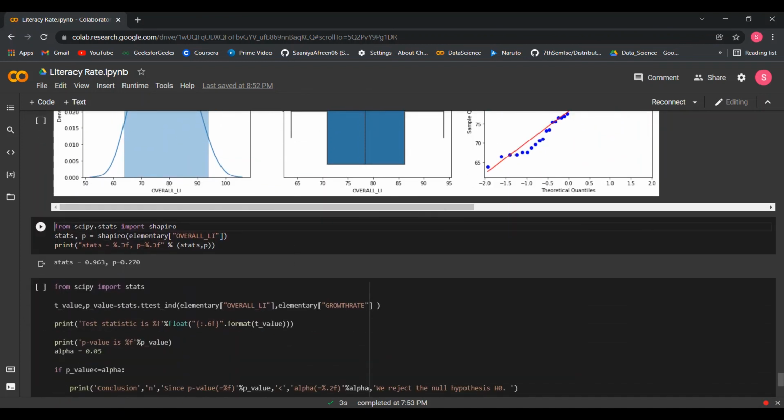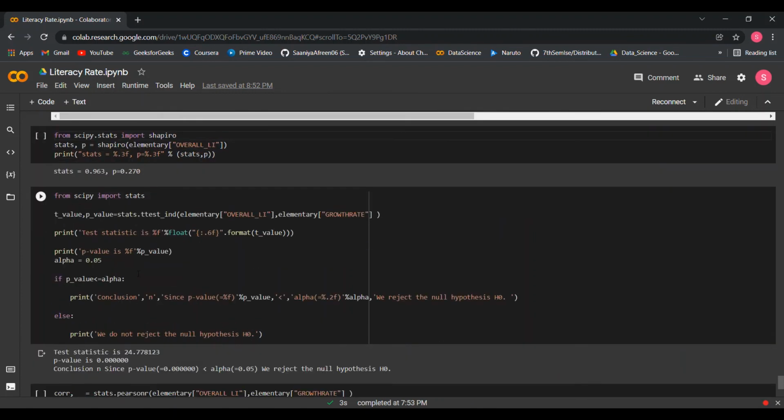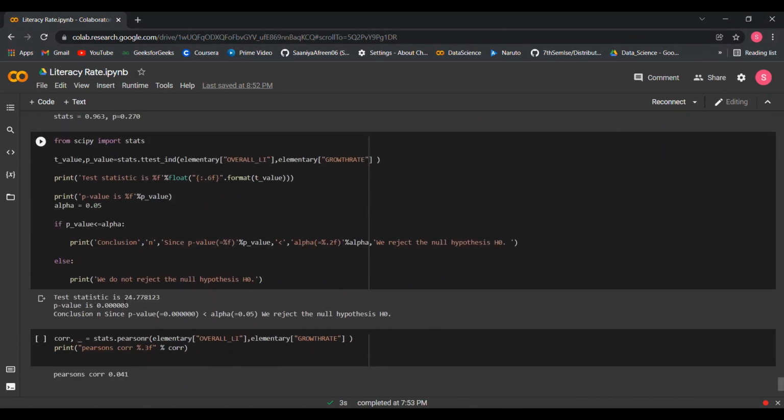Then we have done hypothesis testing. We have done the Shapiro test. It says the statistic value is 0.963 and the p-value is 0.270. Then we have done the t-test. Here we see the test statistic value is 24.77 and the p-value is 0, and the conclusion is that since the p-value is less than alpha, we reject the null hypothesis over here.